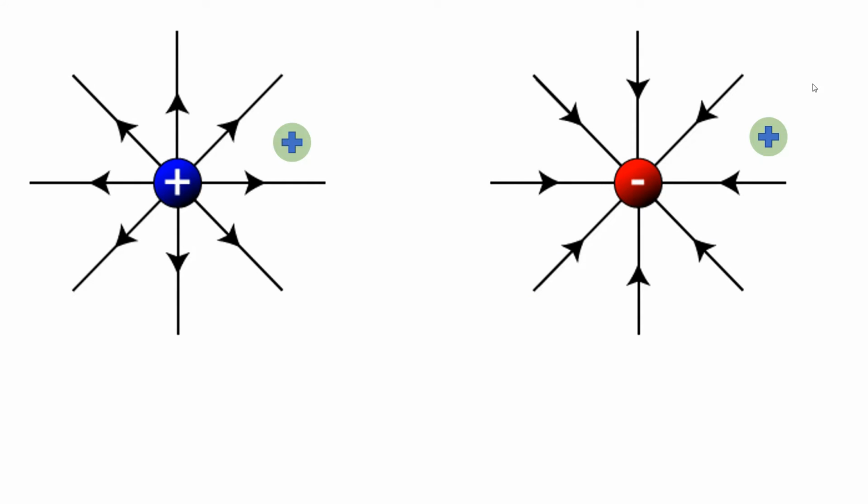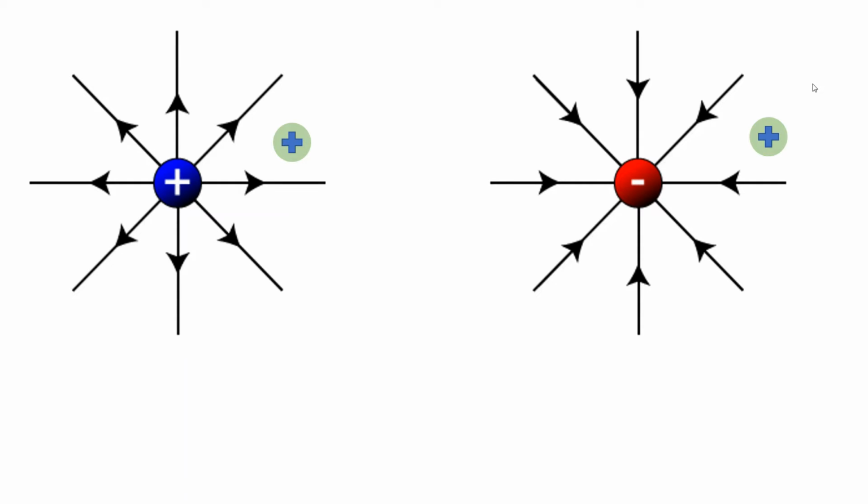Now what we have here are diagrams for the electric field. If you imagine a positive test charge outside a positive charge, where will the test charge go? It would go outwards, because the positive test charge would be going away from the other positive charge. It will be repelled.